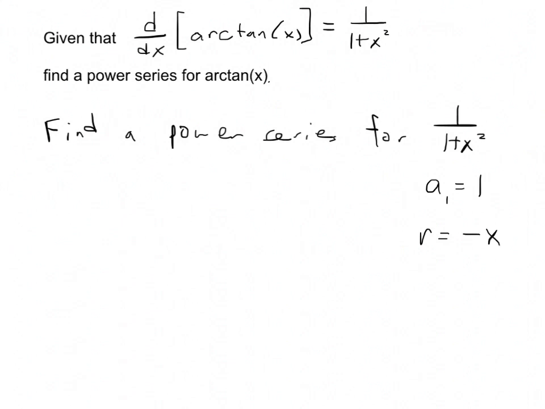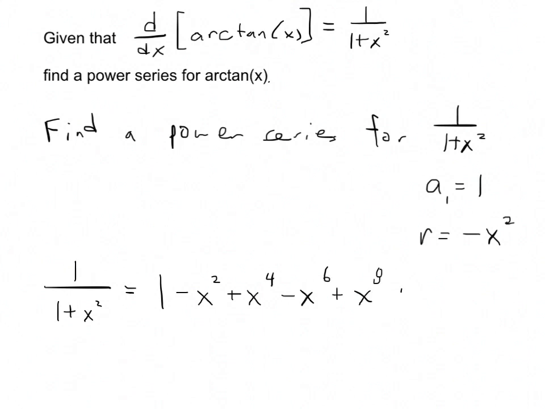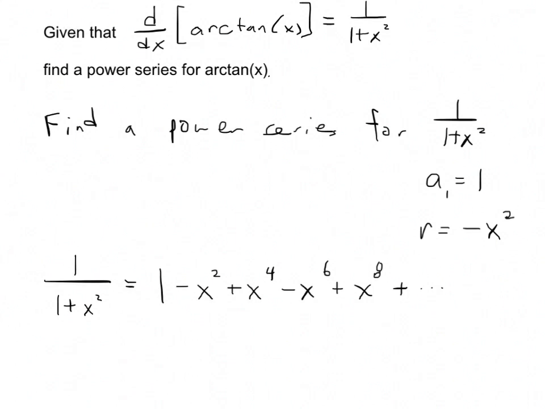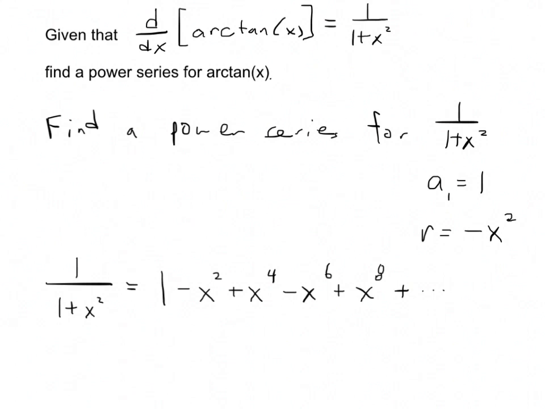The common ratio here should be negative x squared. If it had been positive x squared, then this symbol would have been a negative, but it's a positive, so it's negative x squared. So what that tells me is that 1 over 1 plus x squared is 1 minus x squared plus x to the fourth minus x to the sixth plus x to the eighth, and so on forever, right? So wonderful. Yay, I've got this power series. So now how does that help me to get arctangent?